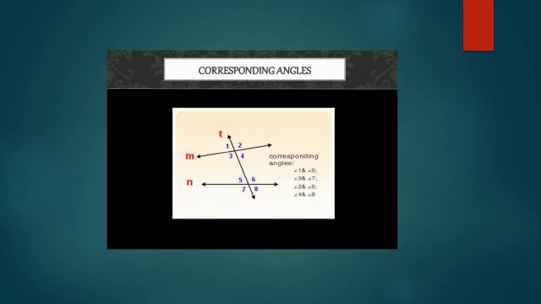Corresponding angles. In this diagram, we are going to see the corresponding angles. Angle 1 and angle 5 are corresponding angles and angle 3 and angle 7 are corresponding angles. Angle 2 and angle 6 are corresponding angles and angle 4 and angle 8 are corresponding angles.